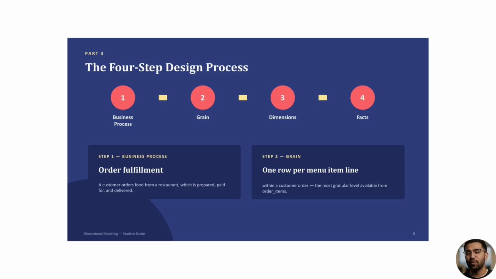Moving to step 2, we define the grain. This involves determining the level of detail for our data model. For our scenario, the grain is set at 1 row per menu item line within a customer order. This represents the most granular level available from the order_items data, ensuring detailed and precise data capture for analysis. Understanding these steps is crucial for building an effective dimensional model that accurately reflects business operations.